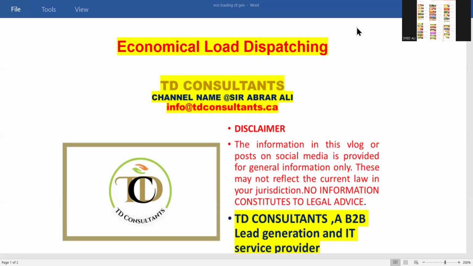And then for each increment of load, maybe a 1 megawatt or 5 megawatt block, it was determined by the heat rate curves of the generators which generator would be efficient at a certain point of load. So this is the background.